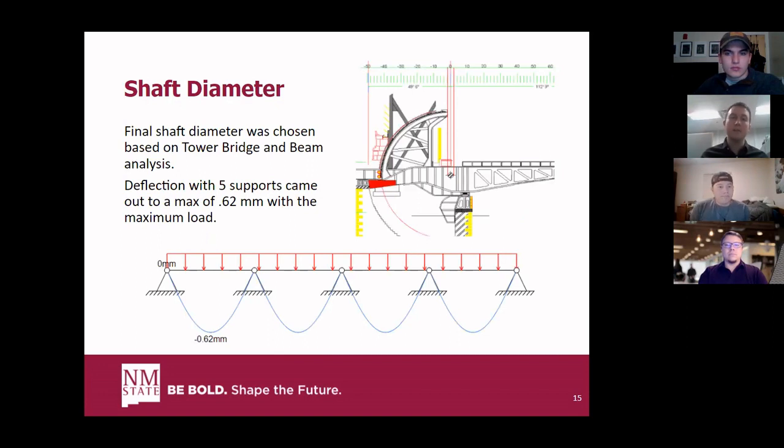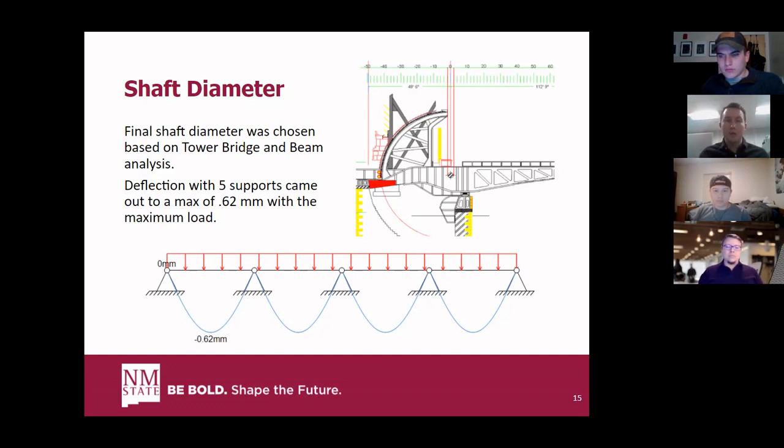Now getting into the shaft diameter. The final shaft diameter was chosen based on the Tower Bridge and some beam analysis. Here you can see the Tower Bridge in London, and you can see some general measurements that have been made. And based on these measurements, we estimated a shaft diameter of about 4 feet for our shaft.